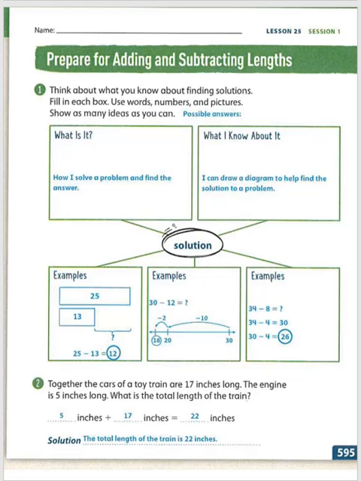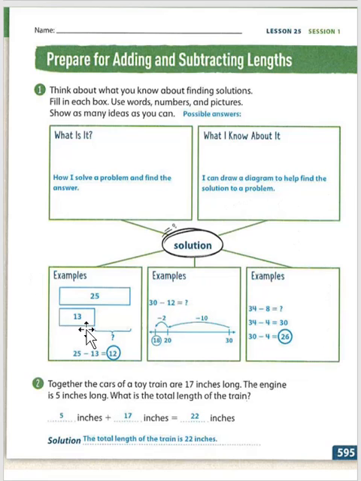Prepare for adding and subtracting lengths. Think about what you know about finding solutions. Fill in each box. Use words, numbers, and pictures. Show as many ideas as you can. A solution is how I solve a problem and find the answer. What do I know about it? I can draw a diagram to help find the solution.